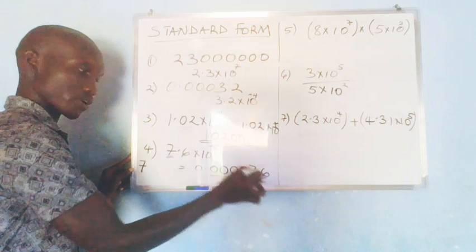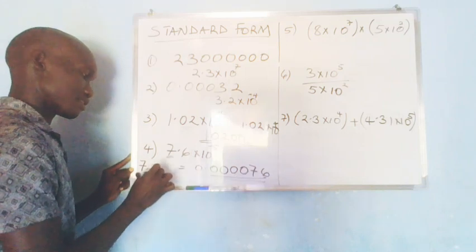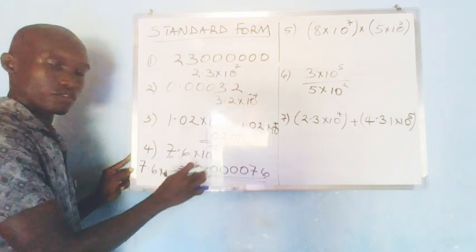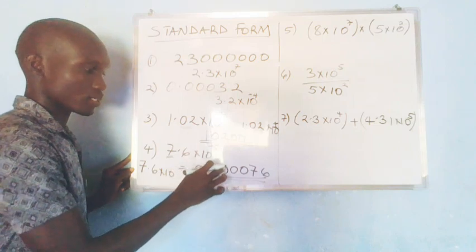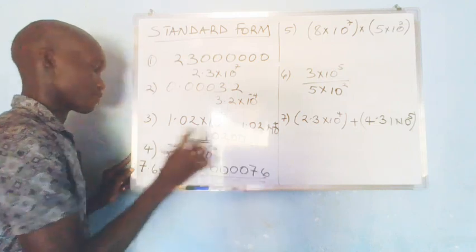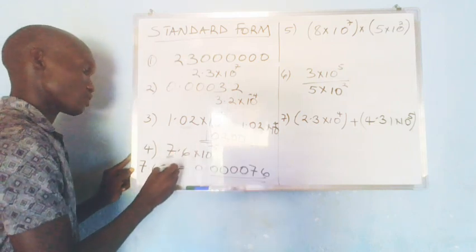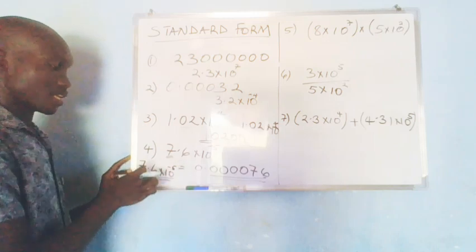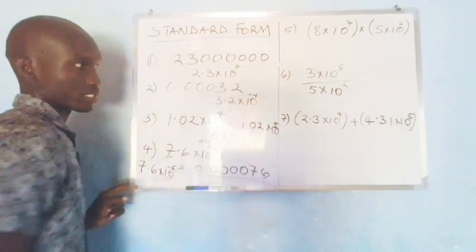When you're given a number like this and converting back to standard form, you're going to have 7. You put the decimal point here now: 7.6 times 10. You come and count from this decimal point here: 1, 2, 3, 4, 5. Even 7 is included, so negative 5. That is how you come up to this.